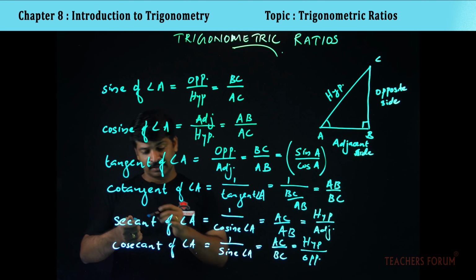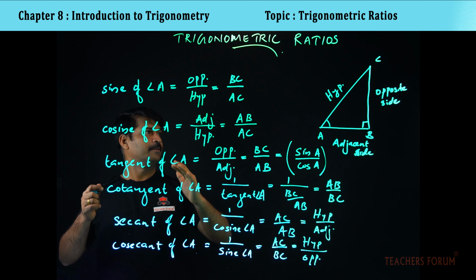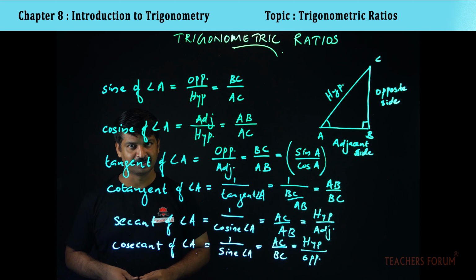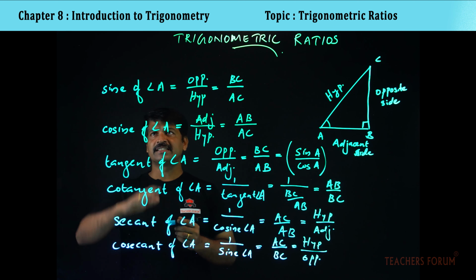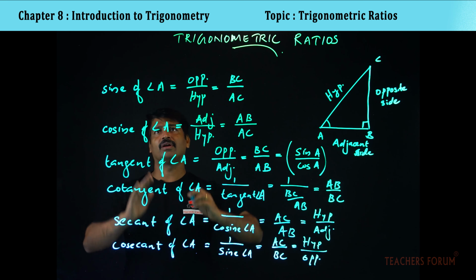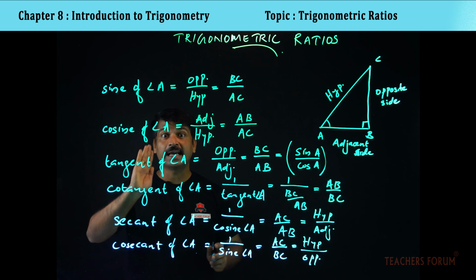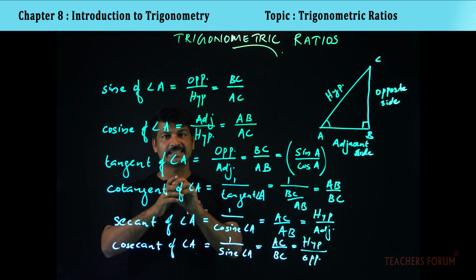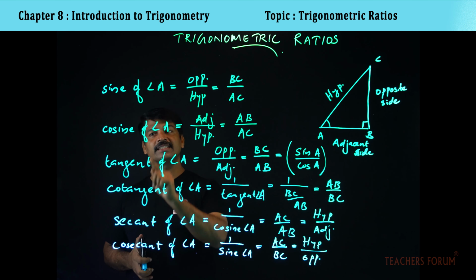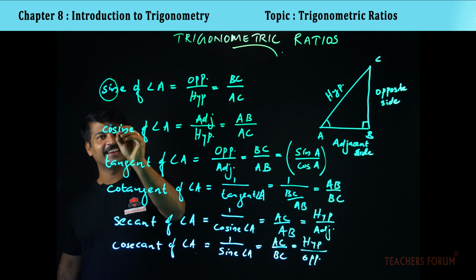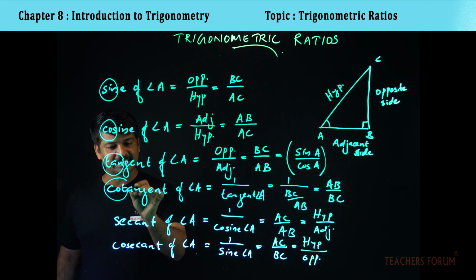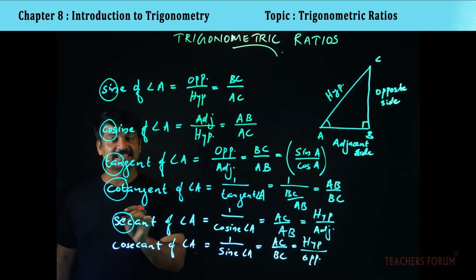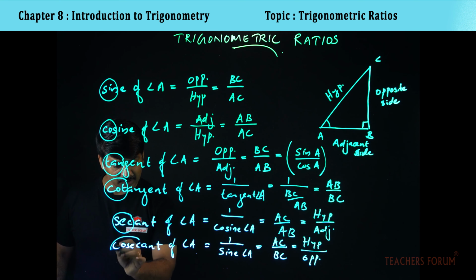So we have defined 6 trigonometric ratios related to this right triangle ABC with respect to angle A. The first one is sine of angle A, which is abbreviated as sin A. We do not always call it sine of angle A, we call it sin A. Cosine of angle A is called cos A. So we take the first 3, sin A, cos A. Tangent is considered as tan A, cotangent is considered as cot A, secant is considered as sec A, and cosecant is abbreviated as cosec A.